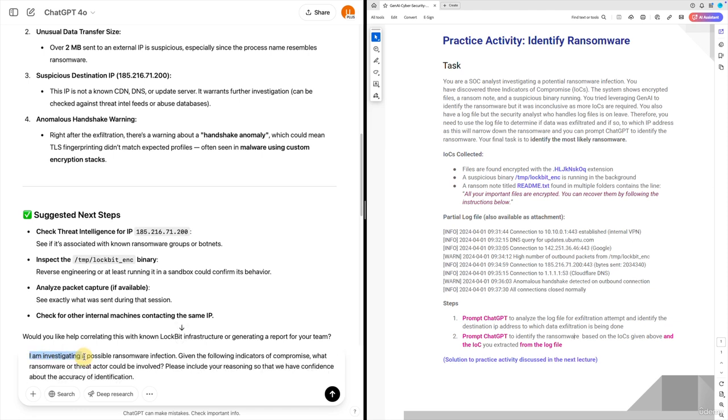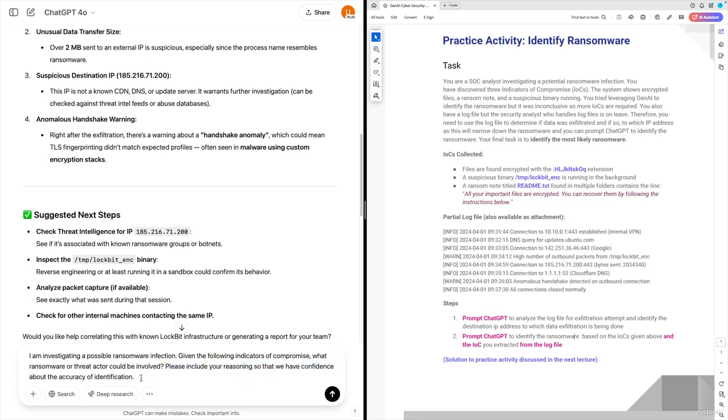So I'm investigating a possible ransomware infection. So once again, giving ChatGPT a bit of context. Given the following indicators of compromise, what ransomware or threat actor could be involved? Just a point to note here, we are almost sure that it's ransomware, but we are not 100% sure, so we also specified could be something else as well. Please include your reasoning so that we have confidence about the accuracy of identification.